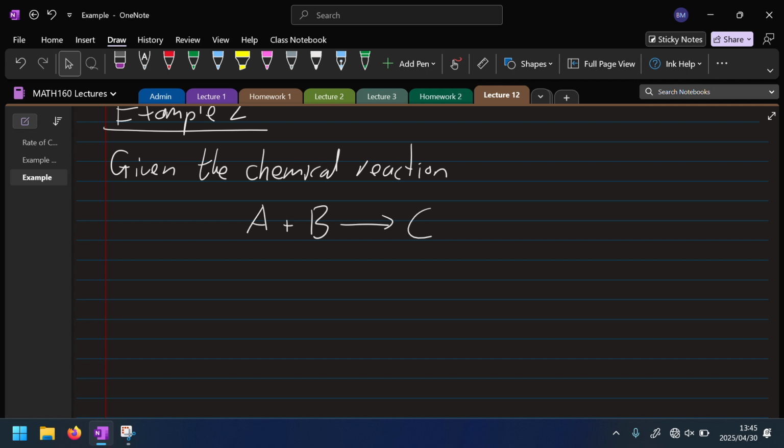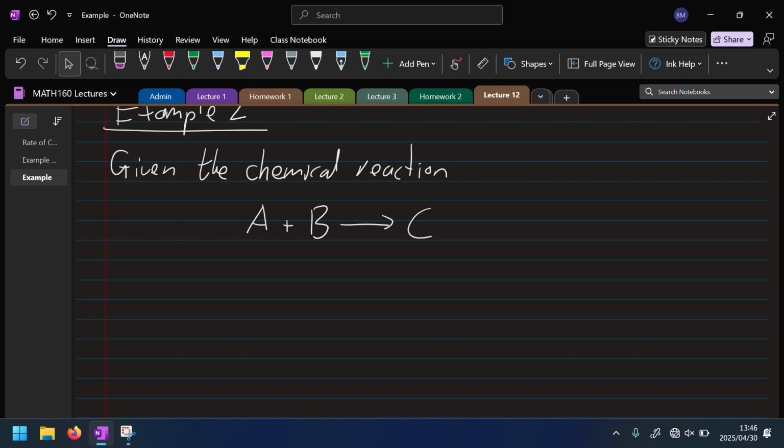In industry, you don't want to spend a lot of money with your chemical reactions. So say you're making petrol from crude oil or something, you want that to go as fast as possible. Let's say A and B is whatever you put in the reaction, C is the petrol you're getting out. If you're a chemical engineer, your boss is going to say, make the rate of change of C as large as possible. You get as much petrol per time, so you can make more money.